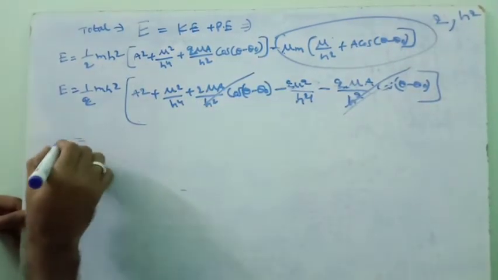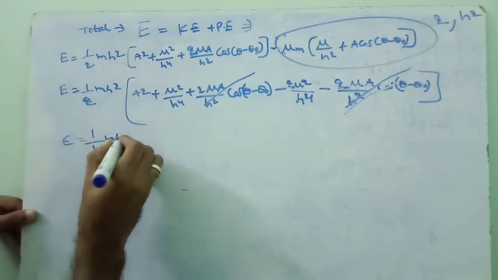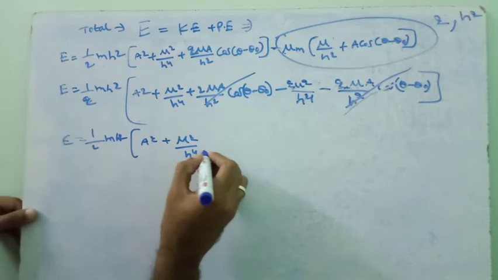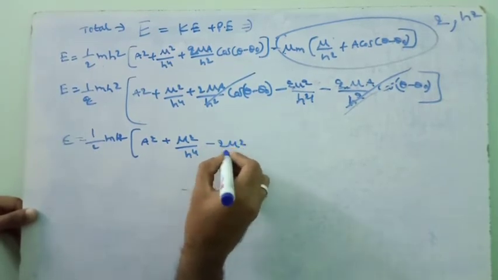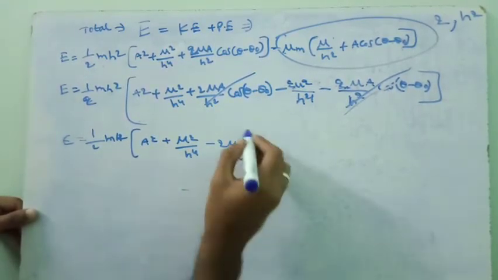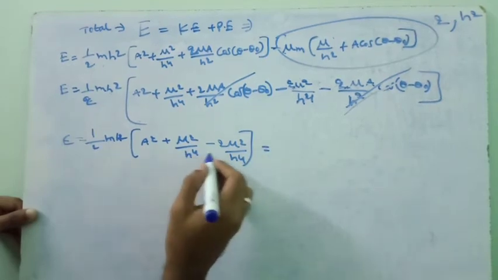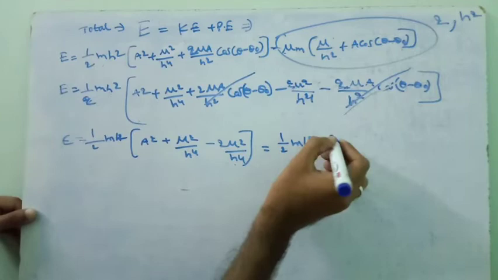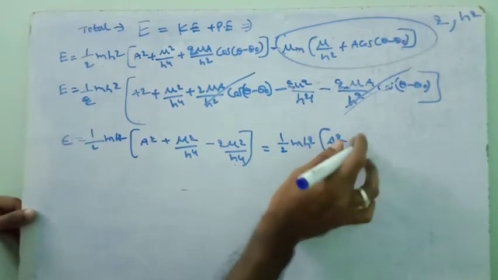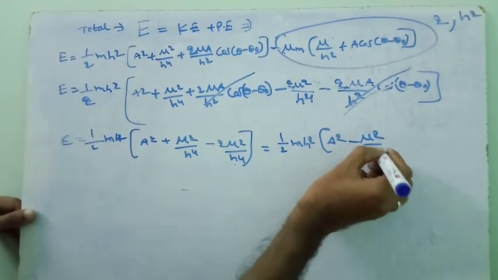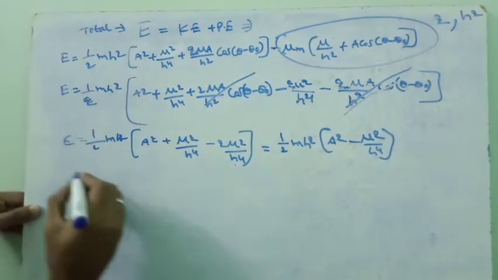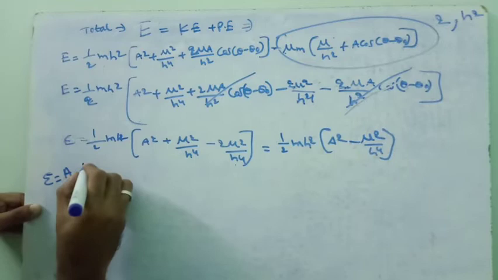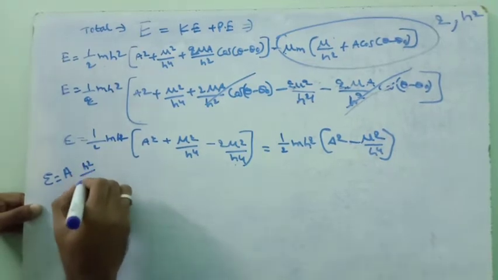So finally we get energy equals half m h square into a square plus mu square by h power 4 minus 2 mu square by h power 4. From these two terms, this is minus 2 mu square by h power 4 and this is mu square by h power 4. So half m h square is equal to a square minus mu square by h power 4. We have to show eccentricity is equal to a h square by mu.